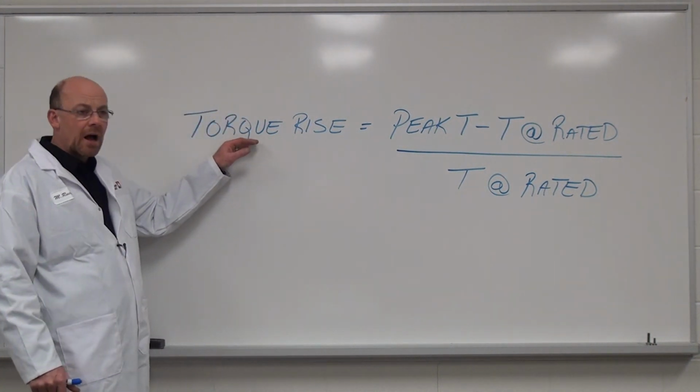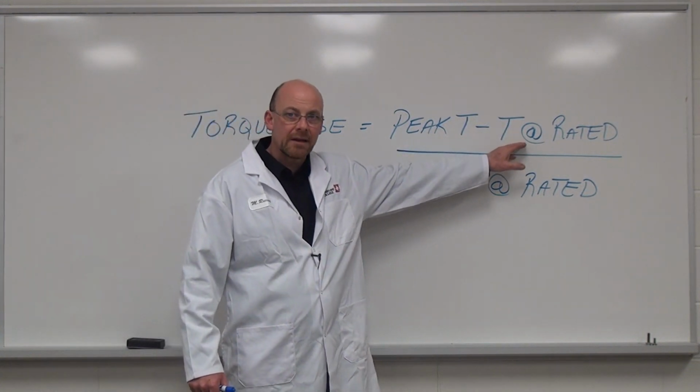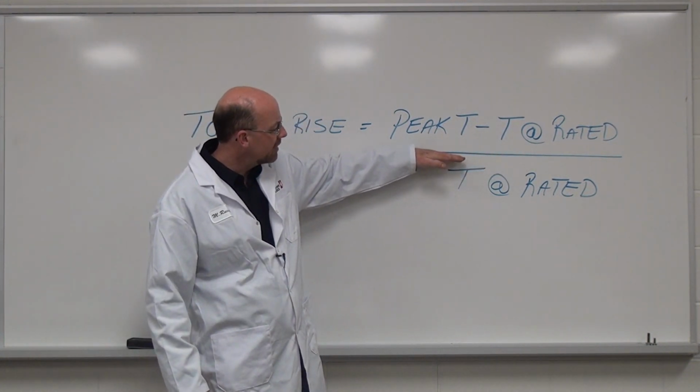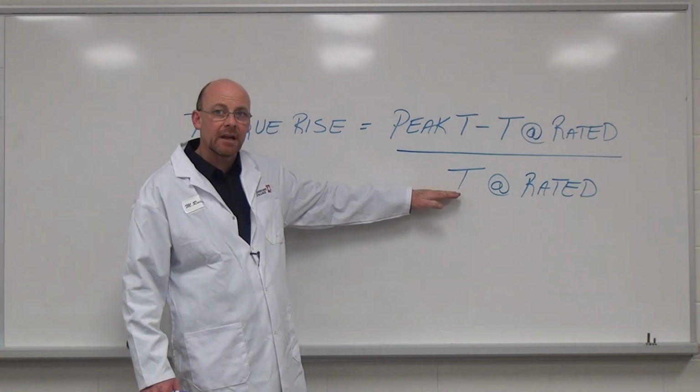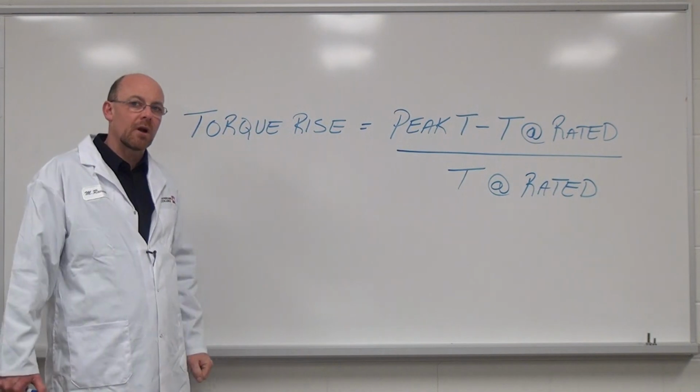So again, torque rise is the peak torque minus the torque at the rated value, and then we divide it by the torque at rated to give us our actual torque rise. All engines can run in a torque rise.